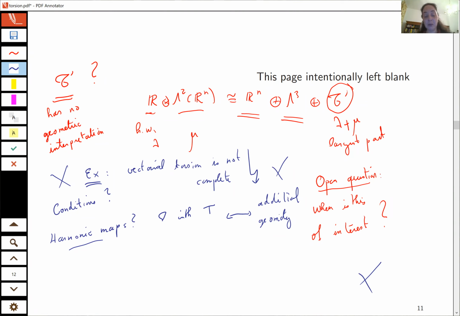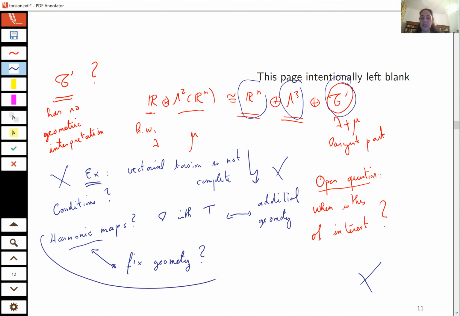So in order to have reasonable questions about harmonic maps, you have to sort of fix the geometry. And it has to be a geometry which is adapted to the type of torsion, be it vectorial or skew symmetric or this additional part. So there's more in the setup needed than just writing down the harmonic map equation and doing it. But the question does make sense, right?